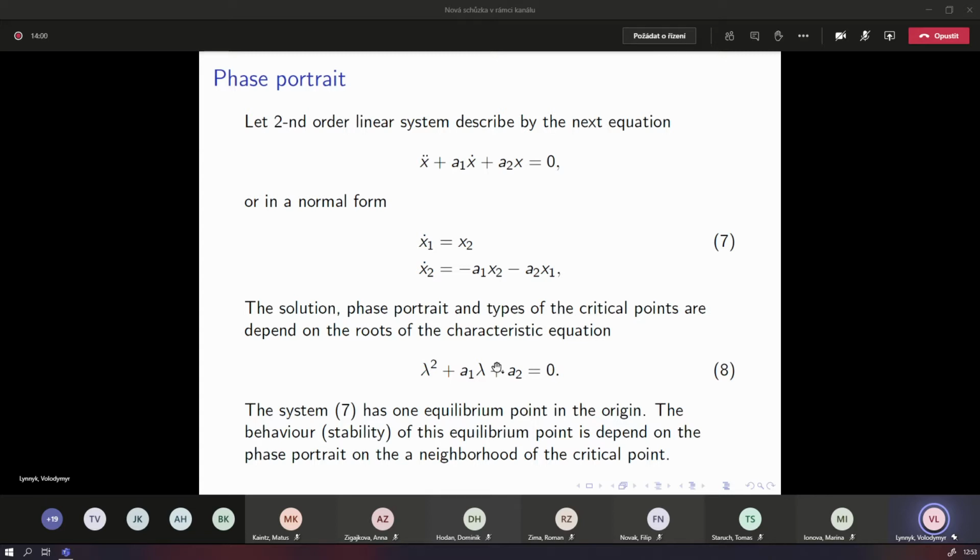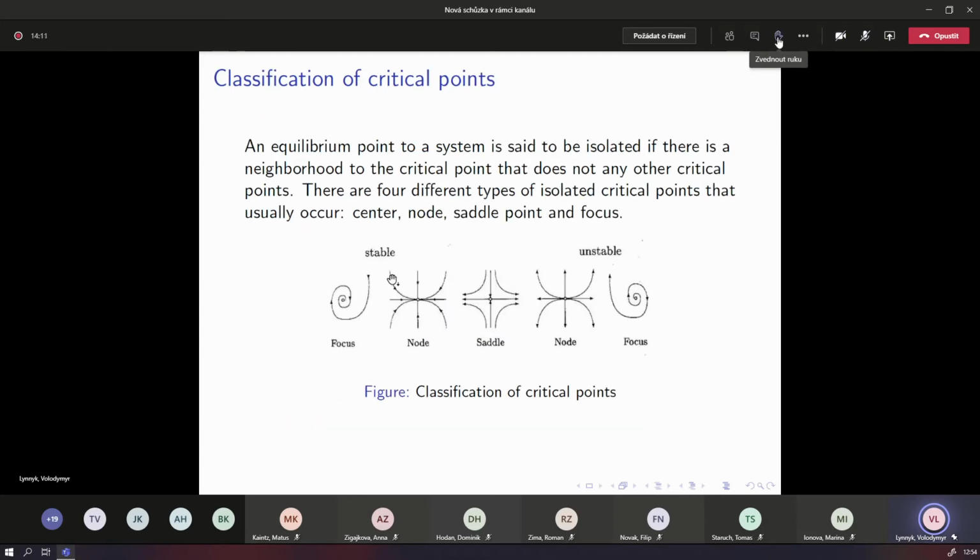The behavior or stability of these equilibrium points depends on the phase portrait in the neighborhood of the critical point. For example, here you can see the classification of critical points. An equilibrium point of a system is said to be isolated if there is a neighborhood of the critical point that does not contain any other critical points.